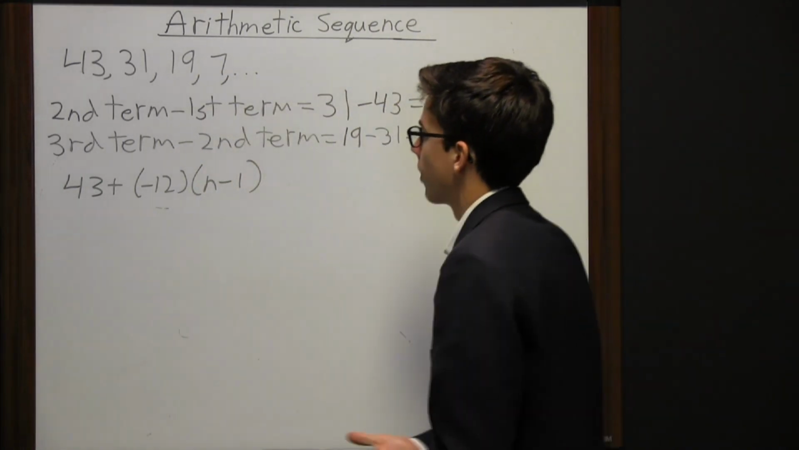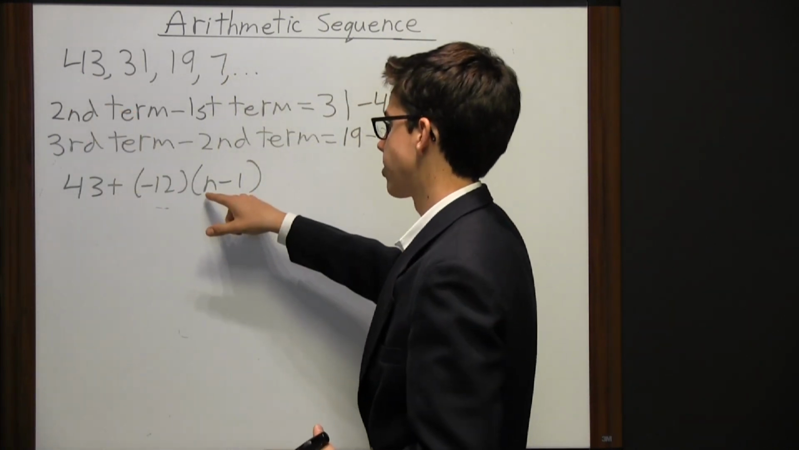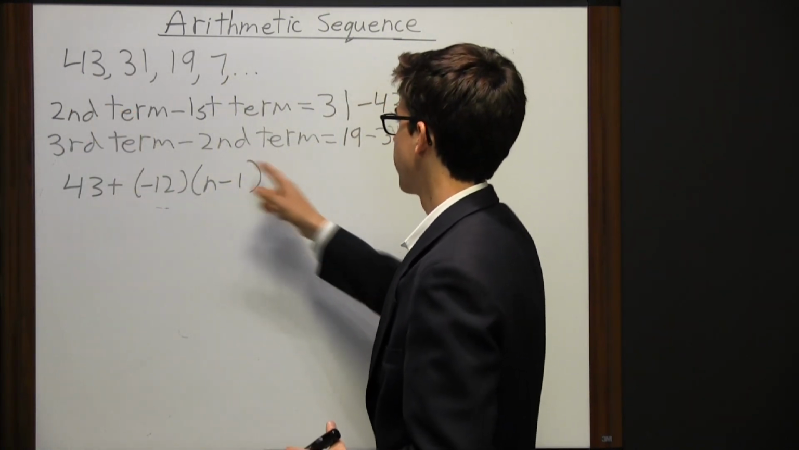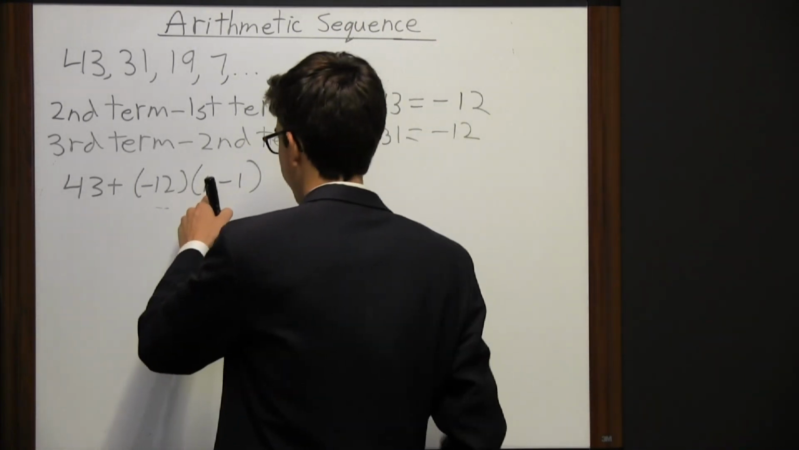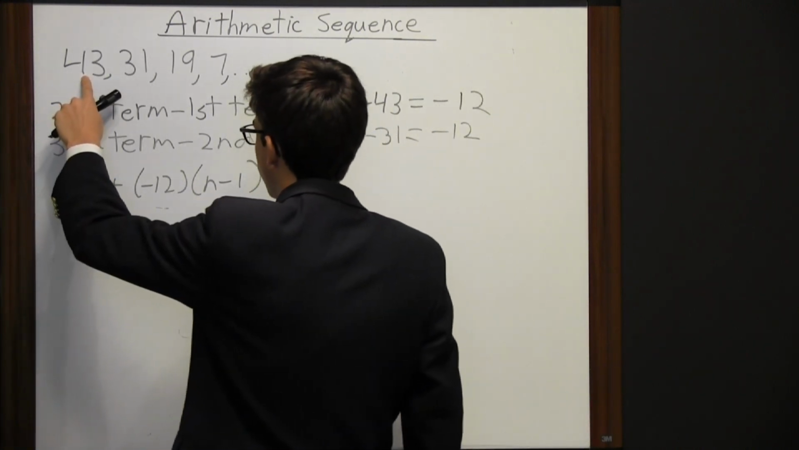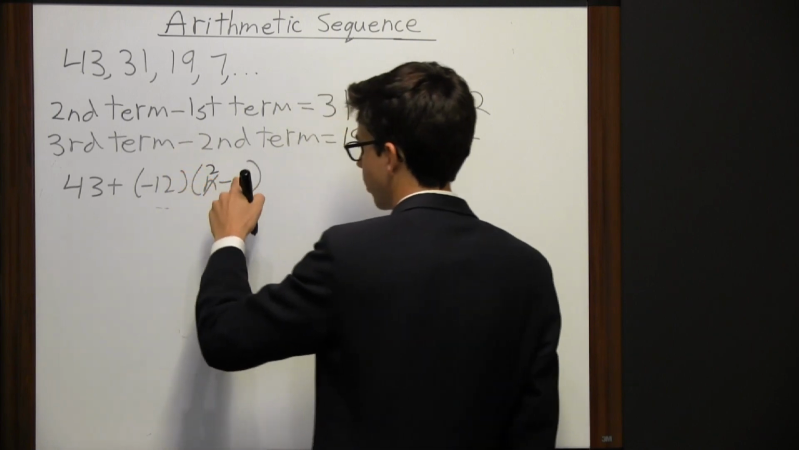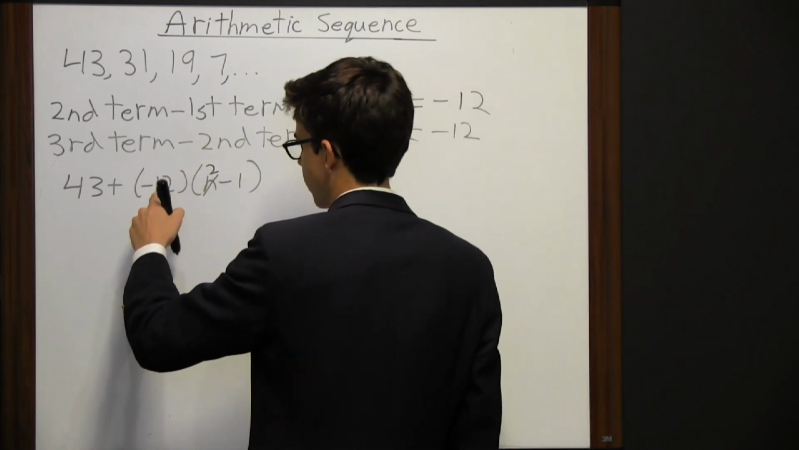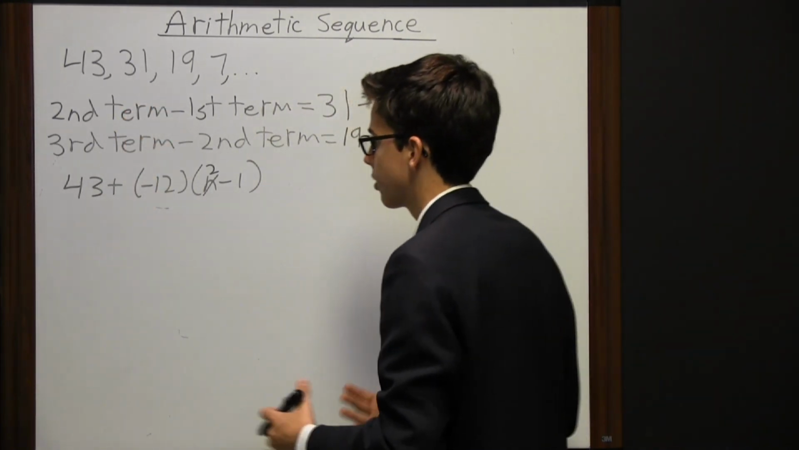And because right here we start with 43, which is the first term we have. So we have n right here. And so this represents how many numbers you are into the sequence. So say we're the first number into the sequence, it'd be 1 minus 1 equals 0 times negative 12 is 0. So we get 43. If this was the second term into the sequence, we'd have a 2 right here. So 2 minus 1 is 1 times negative 12 is negative 12 plus 43 is 31. So you can see how this equation works.